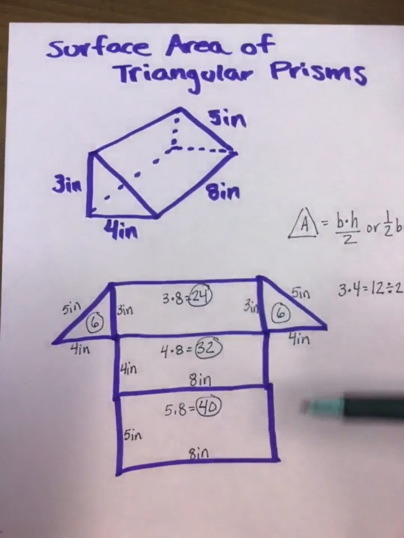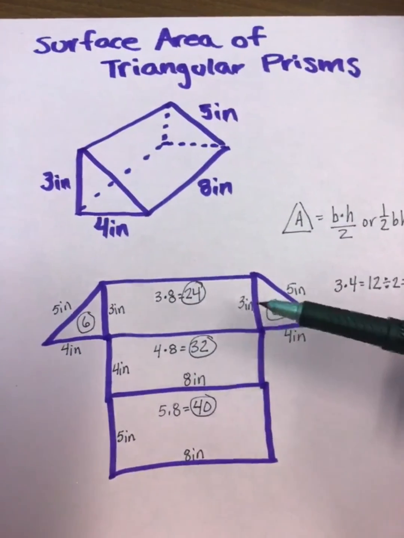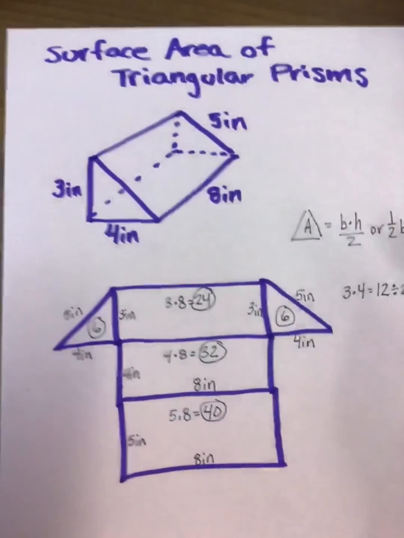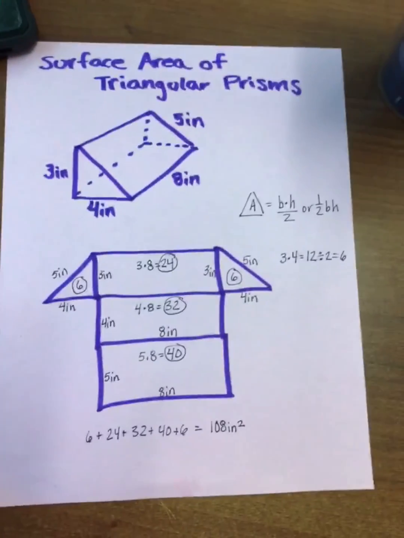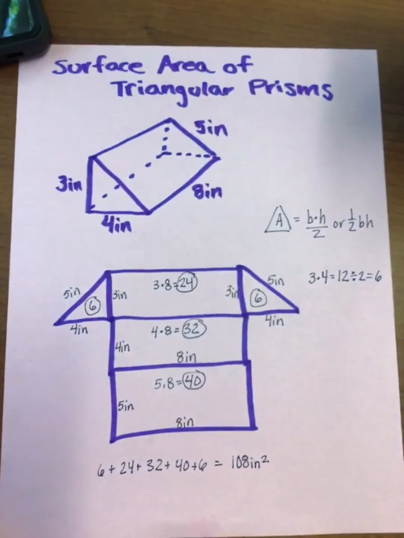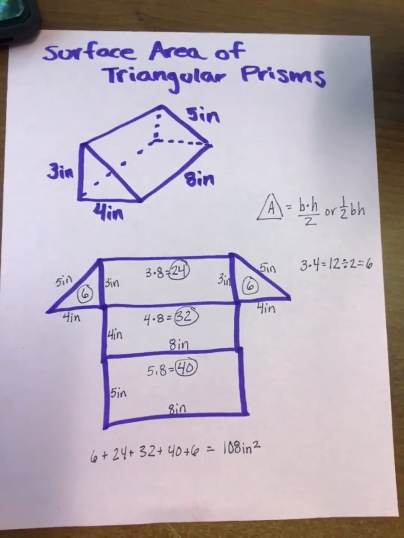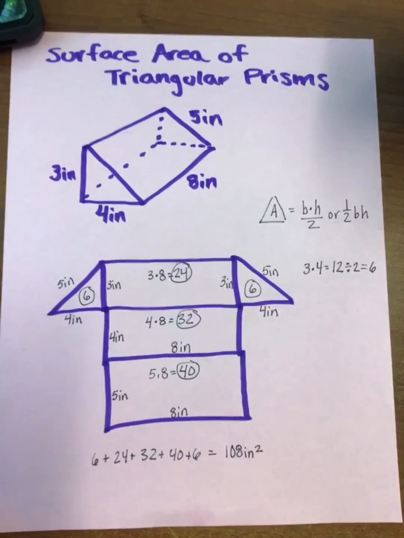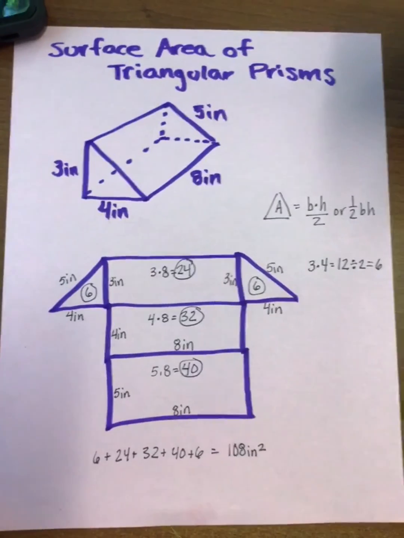Once you have the surface area of each individual shape, you then have to add all of those numbers together to find the surface area of the entire prism. After you've used the calculator to add all those dimensions up, you come up with 108 inches squared for the surface area of this triangular prism. That concludes our lesson.